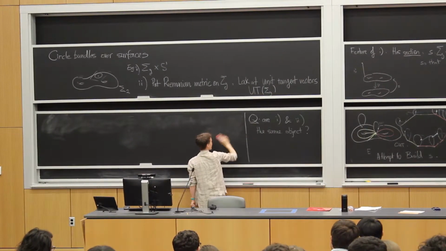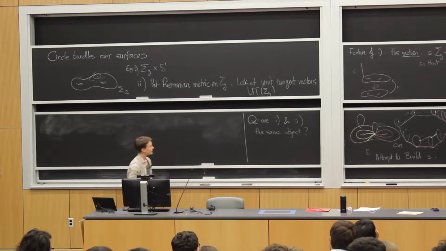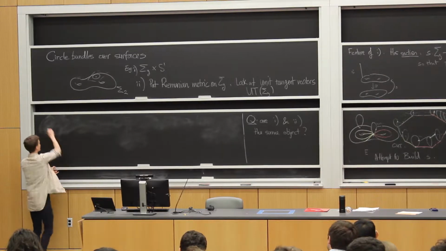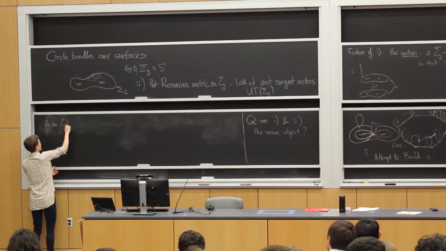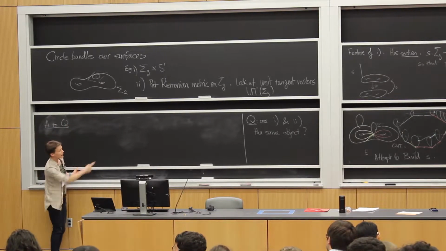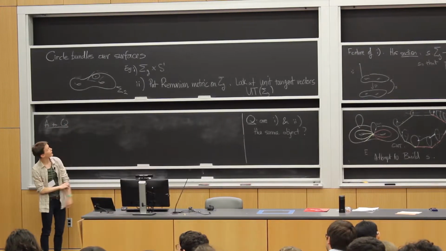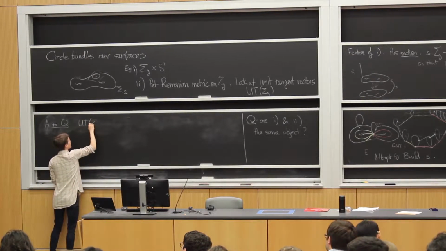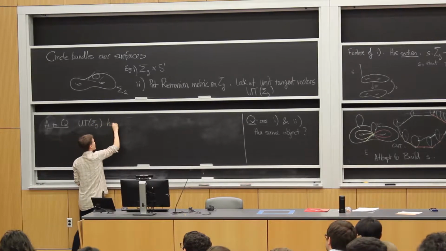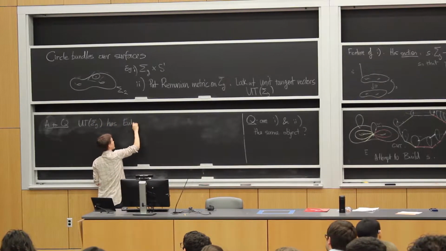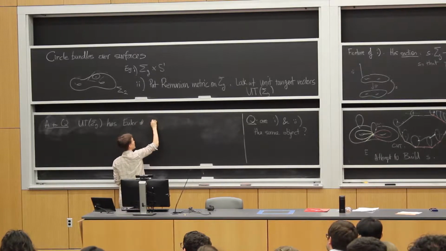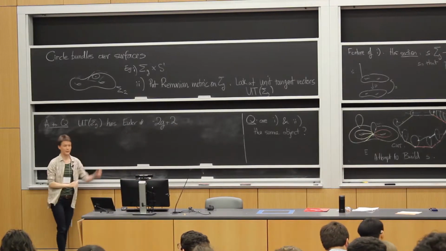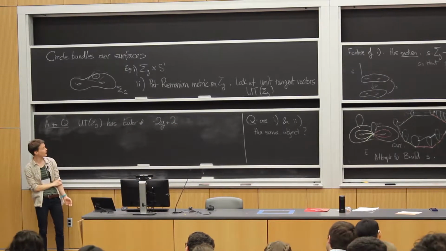But let me answer this question by saying that if you do this, so here's the answer to my question. If you do this little exercise with the unit tangent bundle, you find that it has Euler number equal to the Euler characteristic of your surface, which depends on the genus. It's minus 2g plus 2.